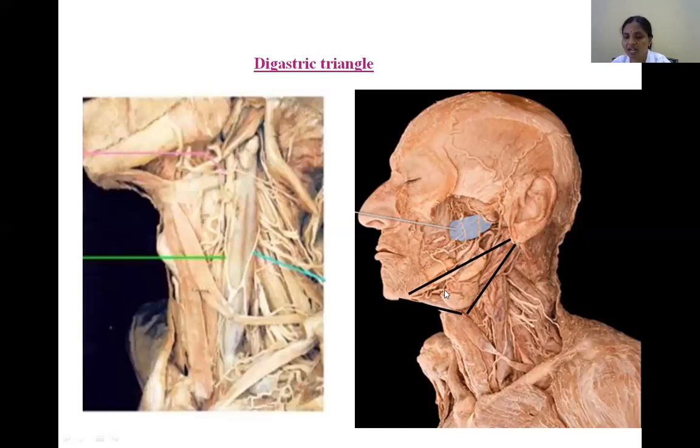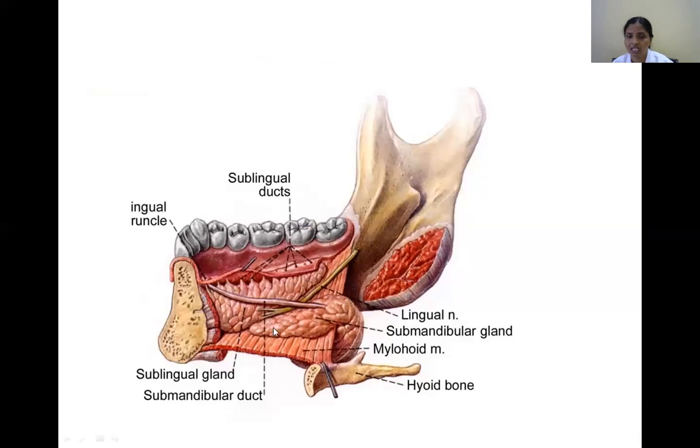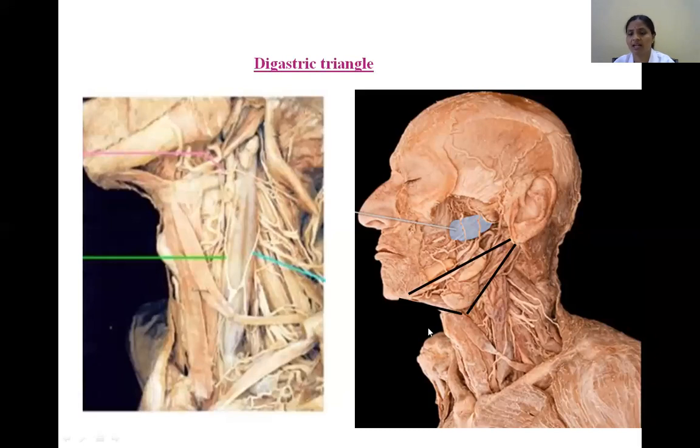This is the superficial part of the submandibular gland. And this is the facial artery grooving this superficial part of the submandibular gland. Why am I saying superficial part? Because the deep part of the submandibular gland is arching backwards along the posterior border of the mylohyoid. So we can't see this deep part of the submandibular gland in the digastric triangle. We can see only the superficial part. Okay, you can palpate this gland by manual palpation, just below the base of the mandible.